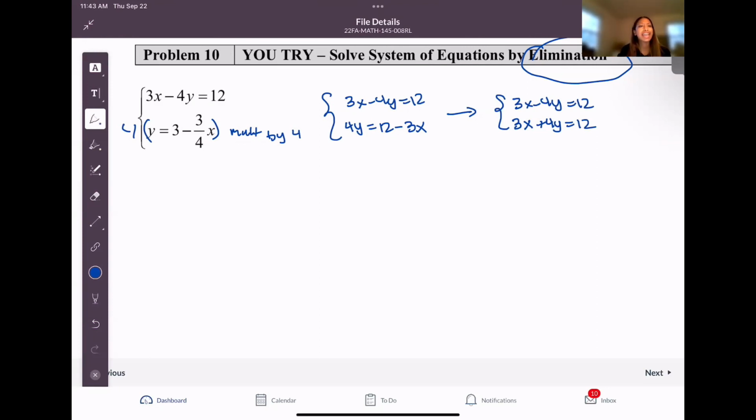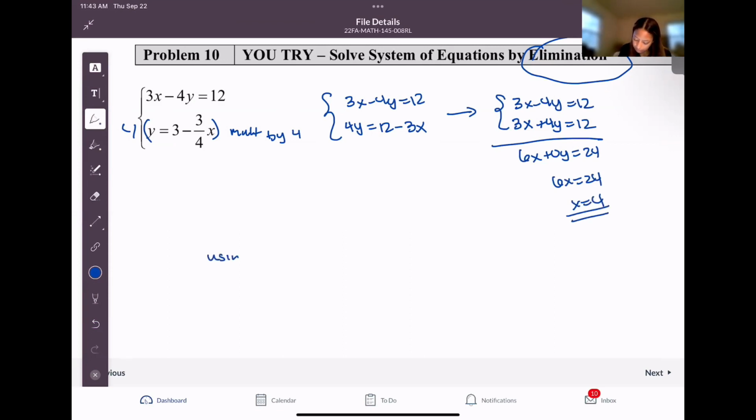This is an interesting case here. All right, let's see what we end up getting. Our y's have opposite coefficients, so we don't even have to multiply anything again. We already have opposite coefficients for the y's. That's good. Then when we add, we get 6x plus 0y equals 24. So 6x equals 24 and x equals 4.